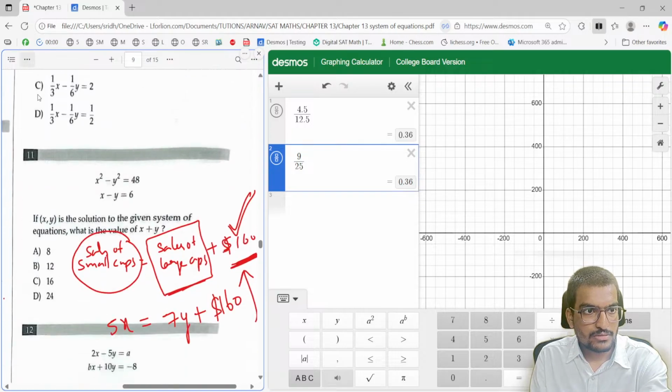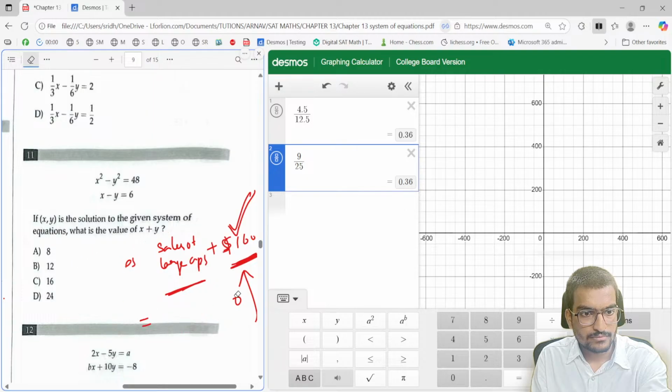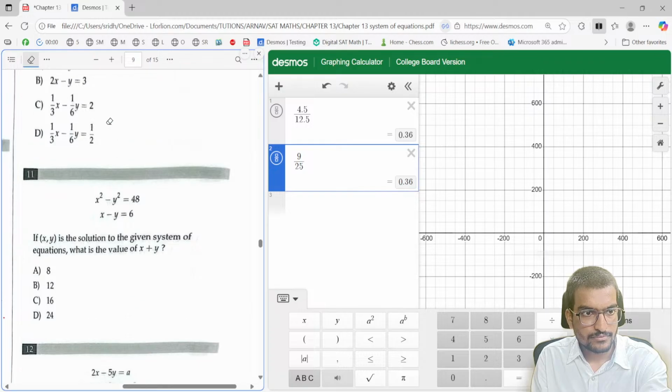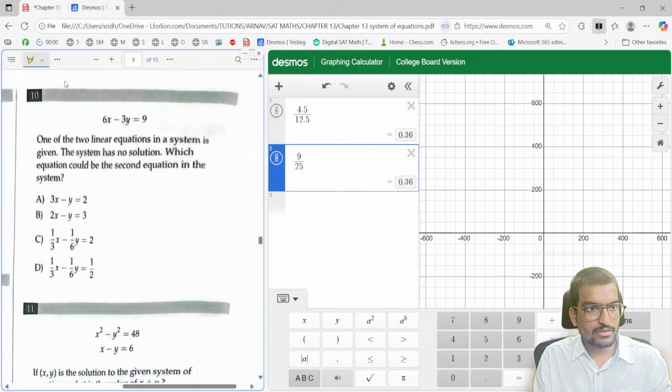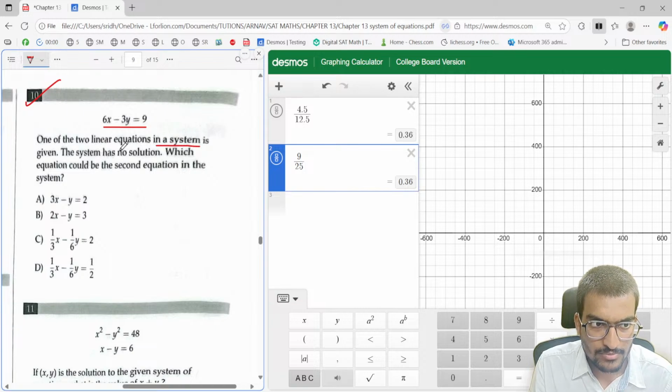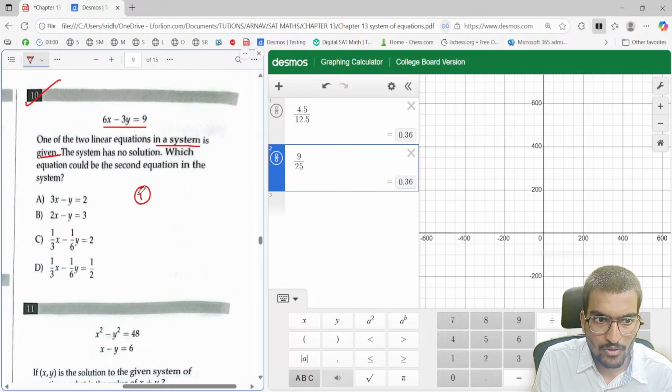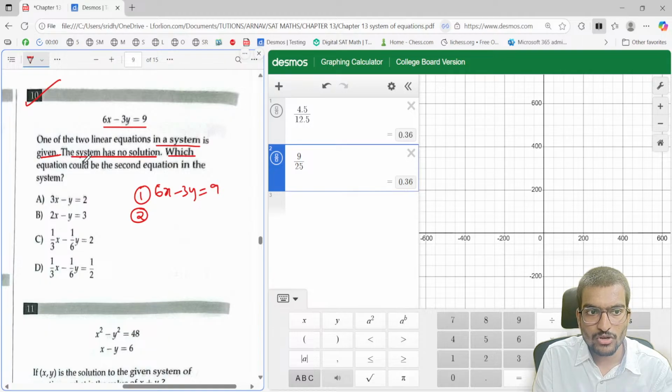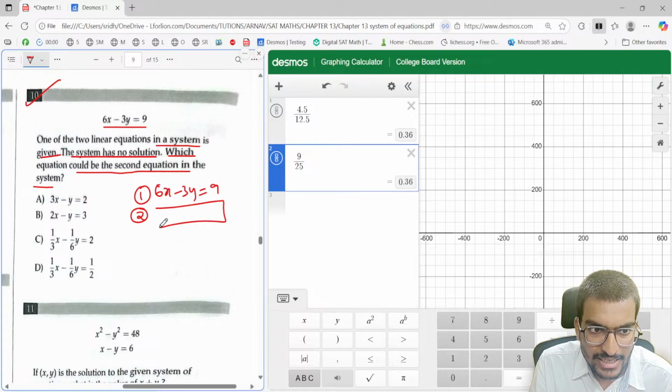Let me erase this thingy first. Okay, let's move to question number 10. So question 10, they give an equation, one of the two linear equations in the system is given. We always have them give two, but now they're giving only one, 6x minus 3y equals to 9. The system has no solution. Which equation could be the second equation in the system? So what will be the second equation?